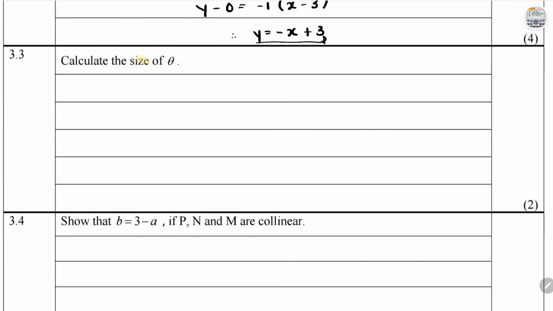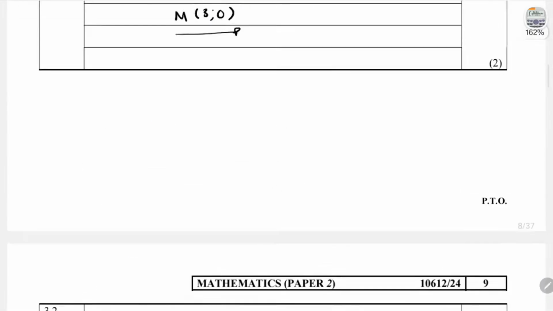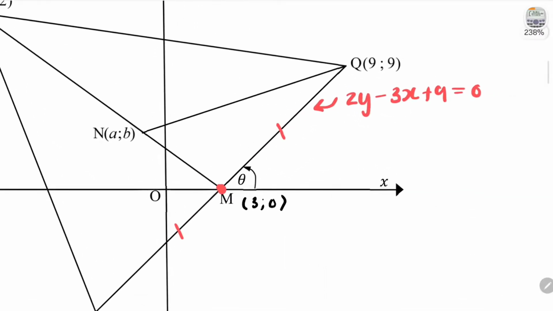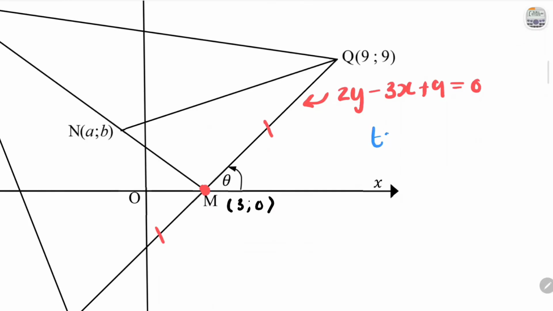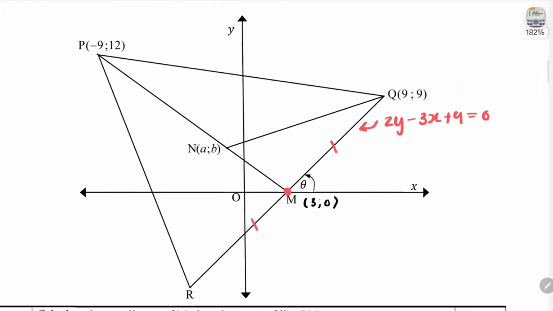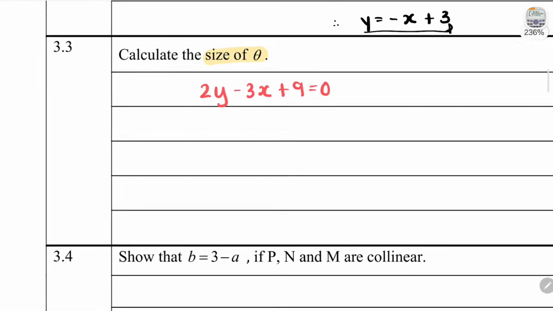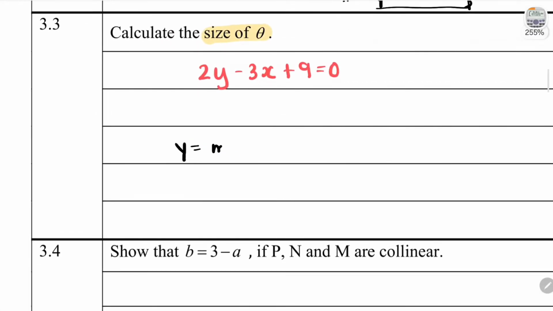Question 3.3 says, calculate the size of theta. Theta is the angle of inclination of line QR. We have the equation of this line, and in order to find the angle of inclination, we use the formula tan of theta is equal to the gradient. So all we need to find is the gradient of this line. If we rewrite the equation in the form y equals mx plus c, then we'll be able to see the gradient.